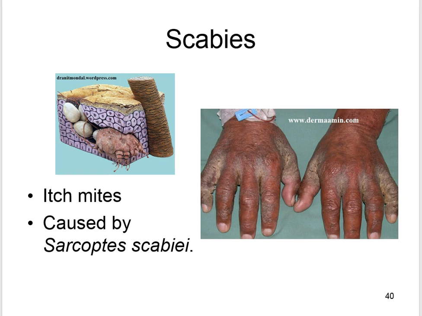Scabies are another name for itch mites. It's caused by Sarcoptes scabiei. It's contagious, and it has an intense pruritus associated with it. Commonly affects areas such as the groin, nipples, and skin between the fingers. Scabere means to scratch.